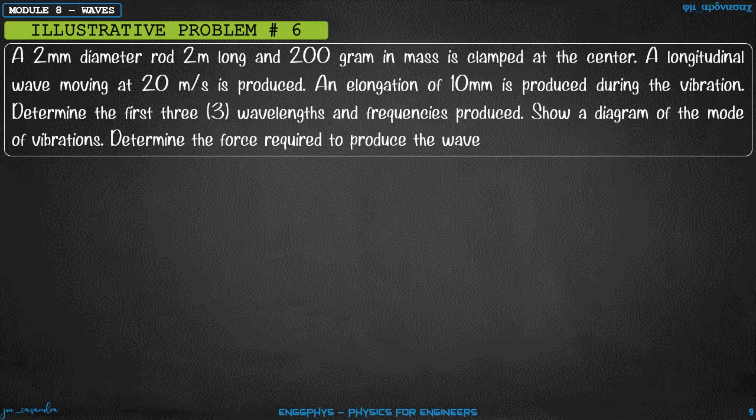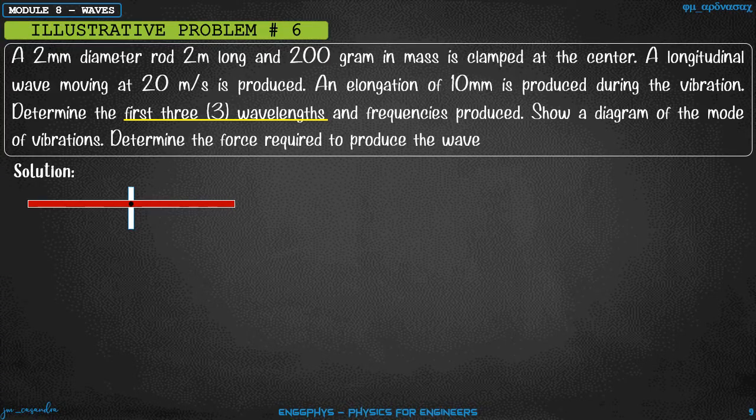You also show a diagram of the mode of vibration or the wave patterns. Determine the force required to produce the wave. So for this problem, we want to determine the first 3 wavelengths, meaning we have the fundamental frequency, your first overtone, and your second overtone. So for this, we want to draw our diagrams first, or your modes of vibration.